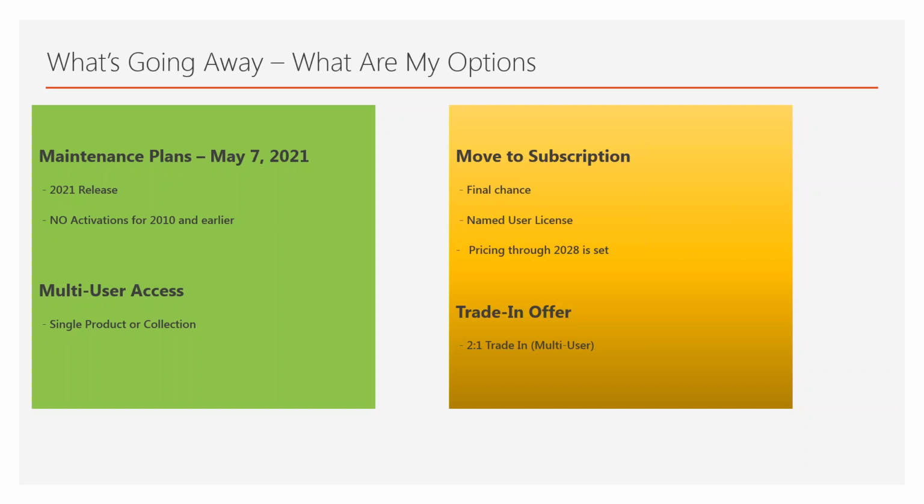So another thing that's going away is the multi-user access. If you have a network license, a multi-user on subscription license, those are going away. Autodesk has discontinued those, and beginning August 7th, they're going to do what's called the transition to named user, where you can trade in your license and get 2-for-1, meaning you trade in 1 network license and they're going to send you back 2 standard subscription licenses.